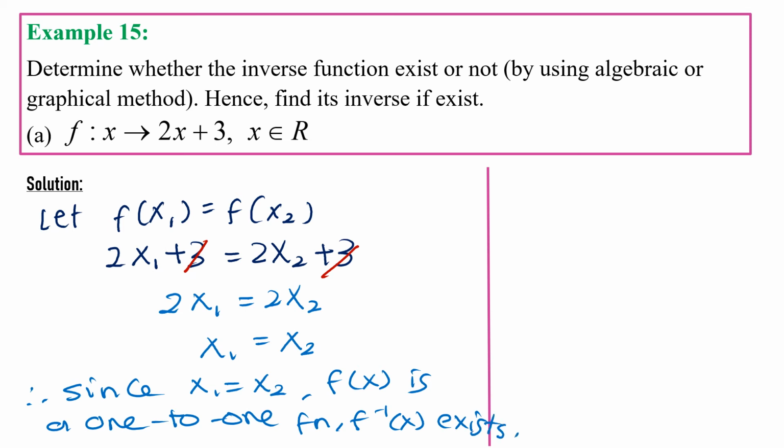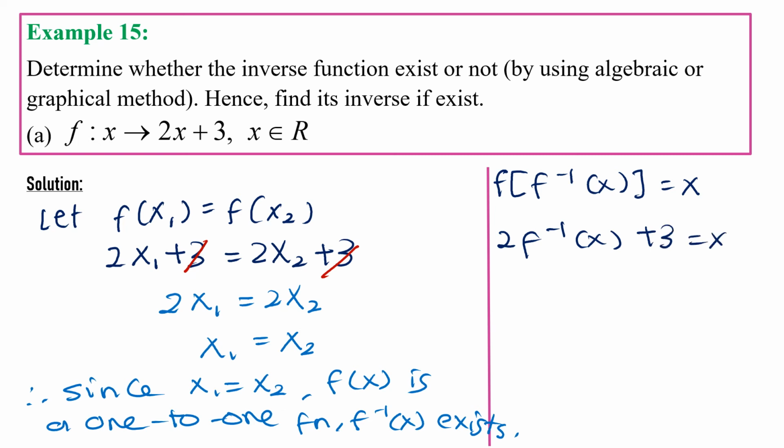Alright, and to find its inverse, as usual, we use the composite function formula. So f of f inverse of x equals x. We just substitute the inverse function in the function f of x. So we have 2 f inverse of x plus 3 equals x. Then we rearrange to have f inverse of x equals (x minus 3) over 2.